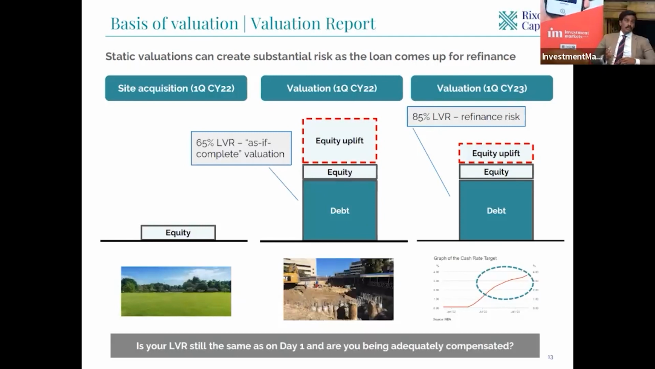So in this sort of scenario, the question you really have to ask yourself is, when was that valuation undertaken? So if you're presented with an opportunity to invest in a development loan or a construction loan today, if that valuation report was written any time before, say, January 2023, you should ask for an updated valuation, because there's a good chance you're underwater from day one.